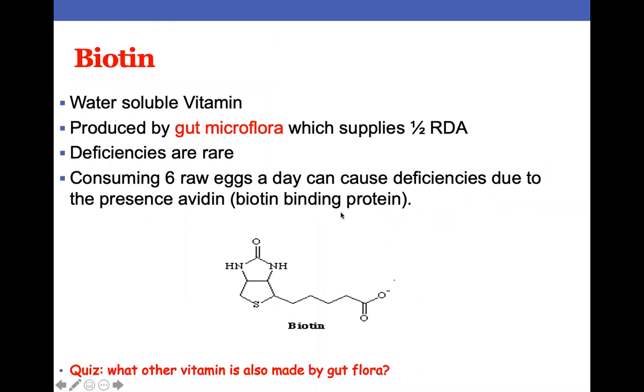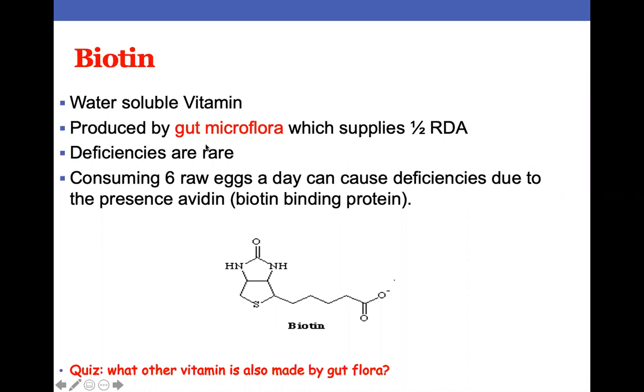It's literally so simple. Biotin is water soluble, like I said, which means the deficiency isn't really significant. If you eat 6 raw eggs, yes, you can get a deficiency. I don't know who would eat 6 raw eggs, but you should know that raw eggs have avidin, which can interfere with the biotin.